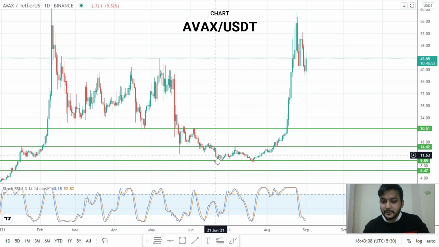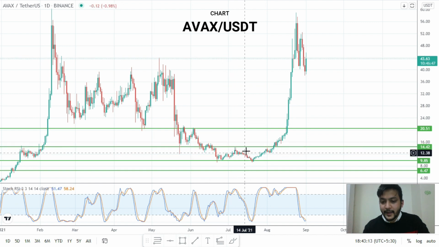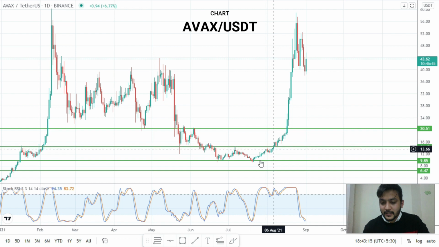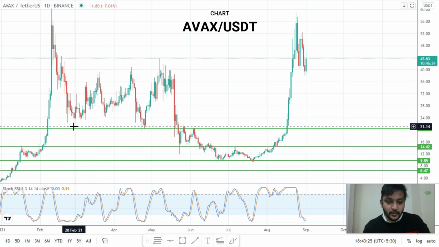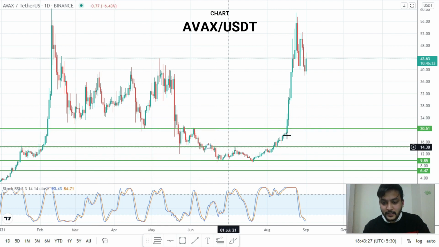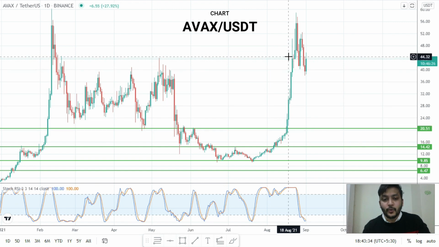So for quite some time AVAX was trading between $14 to $10, and as soon as this previous resistance broke and flipped to support, AVAX started targeting again the $20 region. Now once again the $20 region was broken, and as we know that this was an important support which was flipped back to resistance, and as soon as this resistance was broken, AVAX was meant to break out and make a much higher move, and that is what we observe.